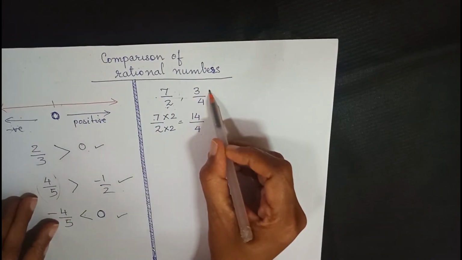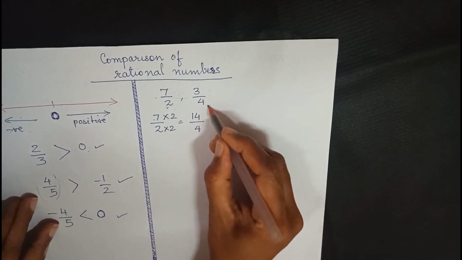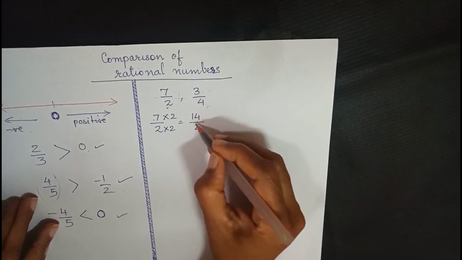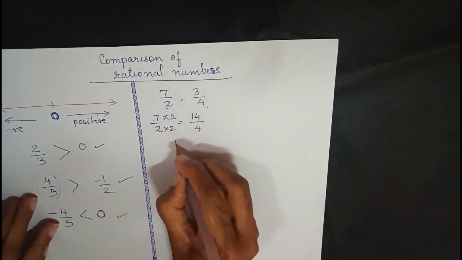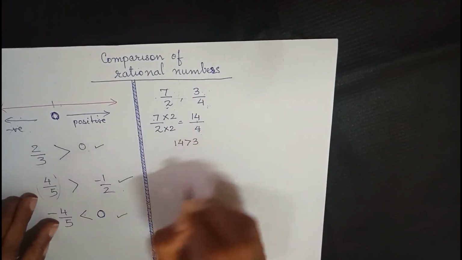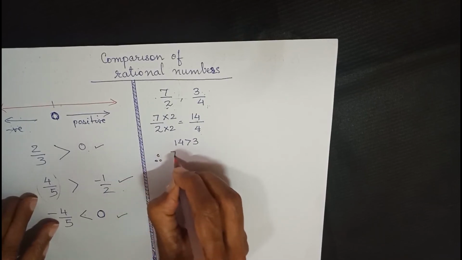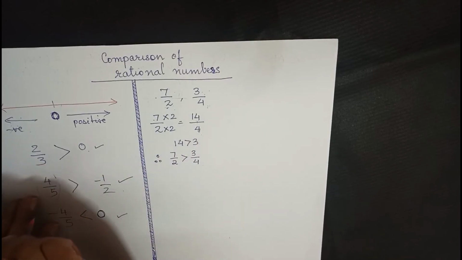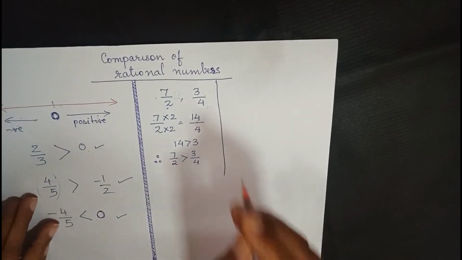So my first rational number has become 14 upon 4. Second rational number is 3 upon 4. Now you can see both the denominators are 4. Now we can compare the numerator. Which is the greater numerator, 14 or 3? We know 14 is greater than 3. Therefore, 7 upon 2 will be greater than 3 upon 4. Right?